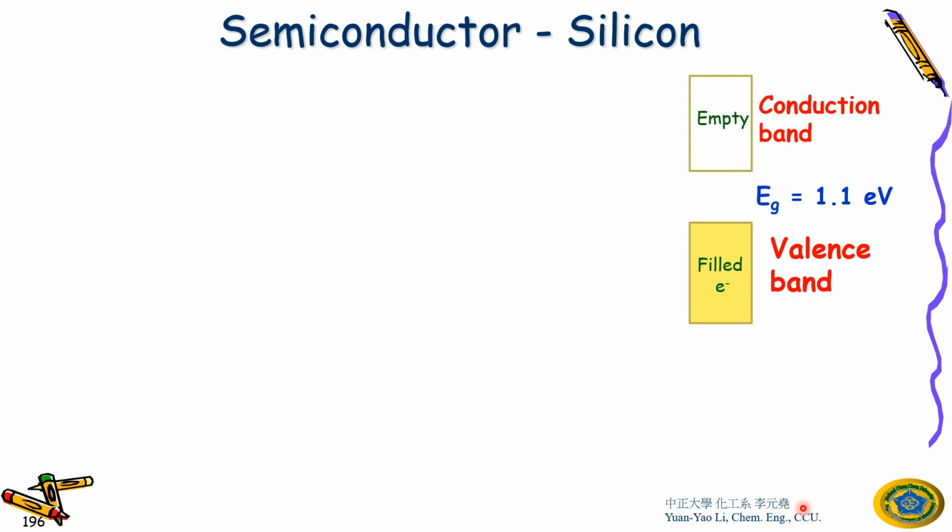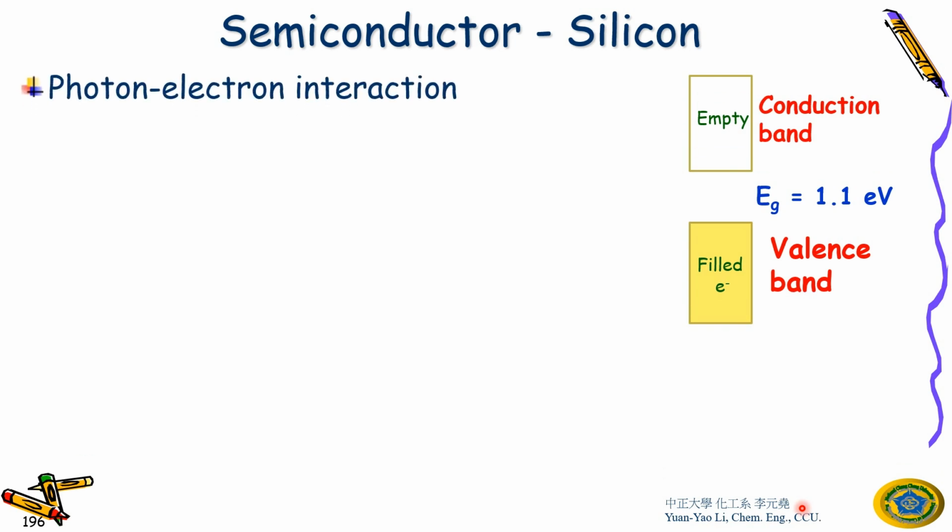That's why we call this a semiconductor, because if the band gap is more than 3 electron volts, this is what we call an insulator. If the band gap is 0, that's what we call a conductor. If the band gap is between 0 and 3 electron volts, this material we call a semiconductor.